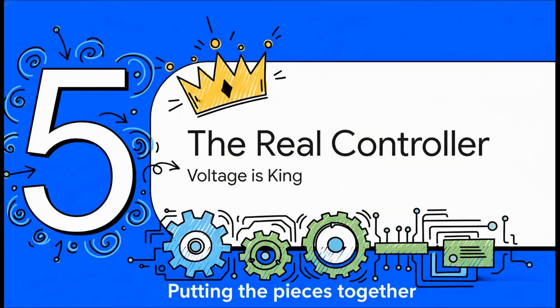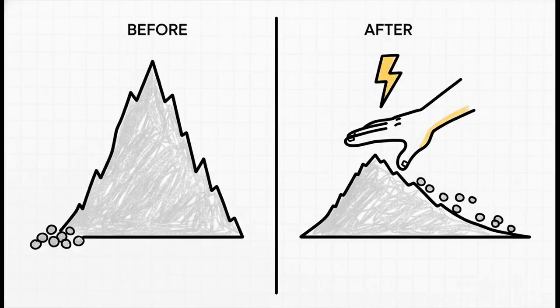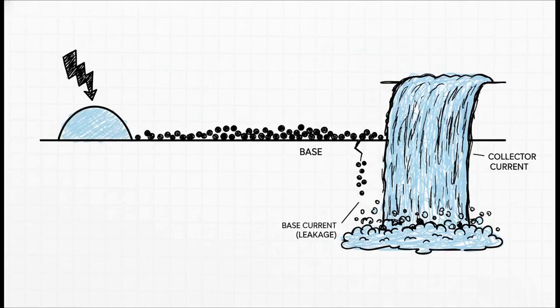Let's put all the pieces we've learned together. The secret, it turns out, is that electric field. Remember that potential barrier, the hill at the PN junction? Applying that forward voltage, VBE, doesn't push current. What it does is it lowers the height of the hill. So here's the real chain of events. 1, you apply VBE, and the hill gets smaller.